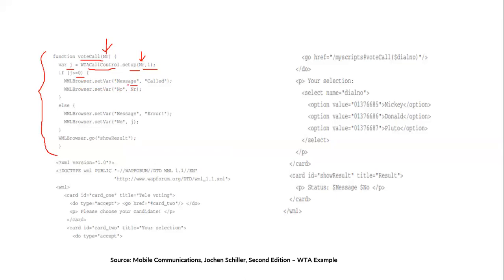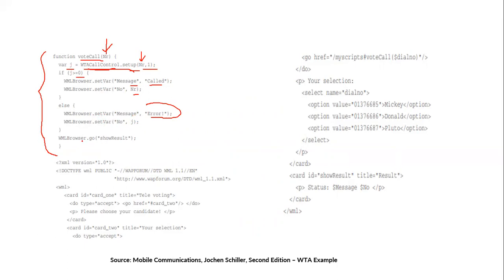Okay, so it will display "called" with this particular number. For example, if this function's setup function returns a value less than 0, then it will display WML browser dot set variable message error. There is some error in connecting the call, and WML browser dot set var no dot j, that error code will come here, -1, -2, or whatever it may be.